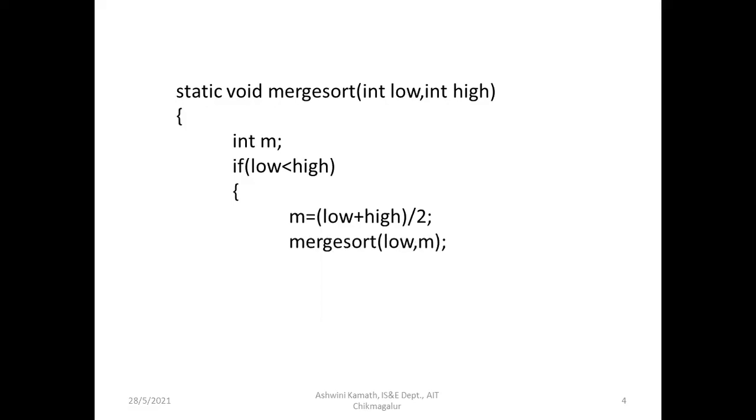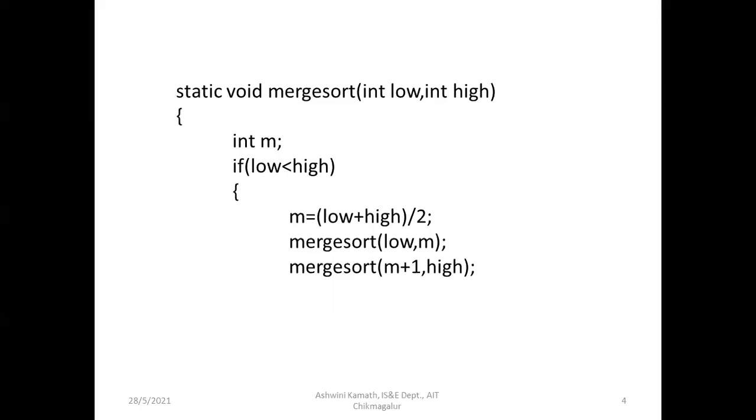Then merge sort of low to mid. So call merge sort again on this. We know that we have to divide the array until we get a single element in each array. So merge sort low comma m, that is the first half, from the beginning up to the mid element. Again call merge sort on mid plus 1 element to high element, that is up to the end.